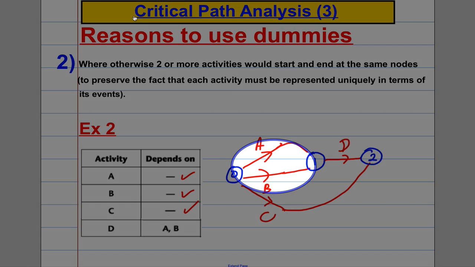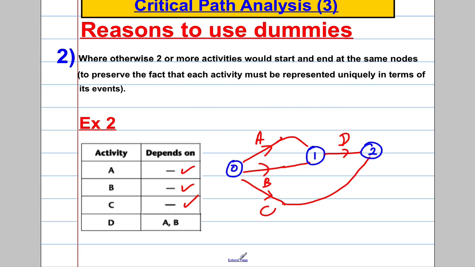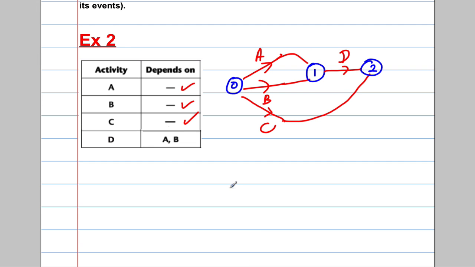So what you would say is, in this case, let's draw the dummy and then let's say the reason for the dummy. So what you would have is you would have 0 here as before. You would have A, B and C coming out absolutely just as before. Now here's the thing, D depends on A and B. So what you could do is finish off B like we had there, and you could finish off A, maybe call that 1 actually and that 2 just because it seems more logical like that.